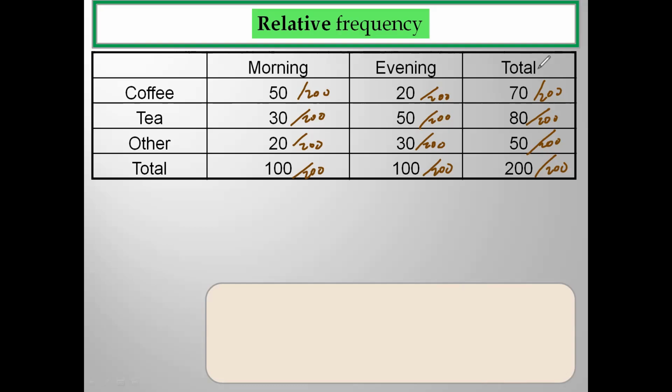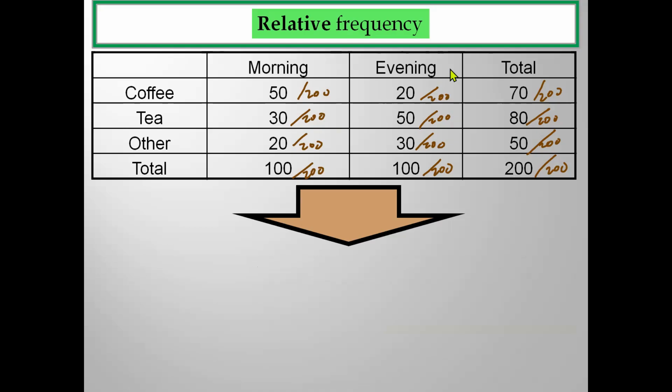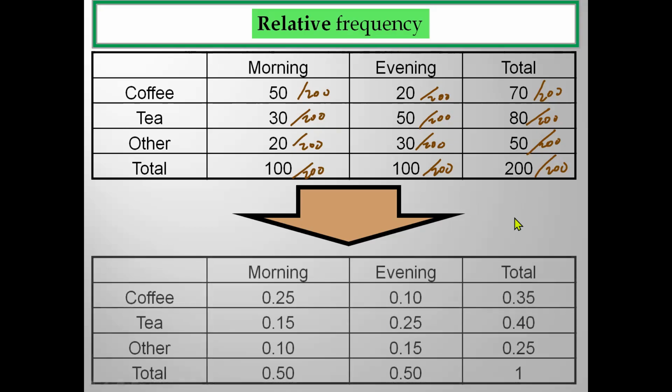So what we end up having when we're looking at relative frequency is that all the values are now divided by the total. We can take all these divisions and simplify them as percentages or ratios in their decimal form.